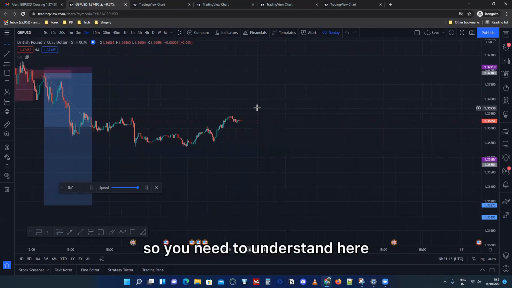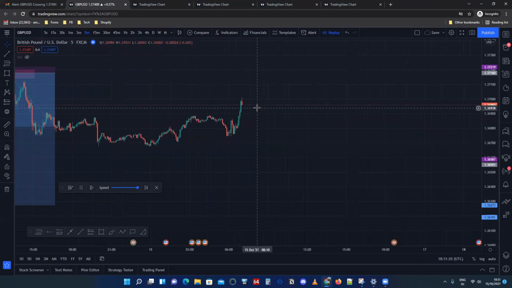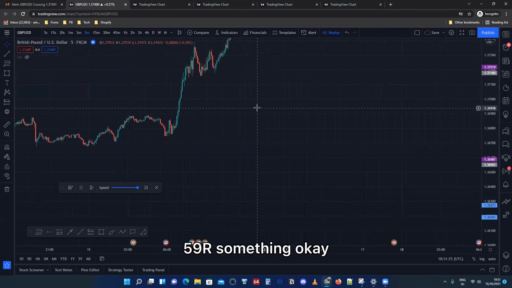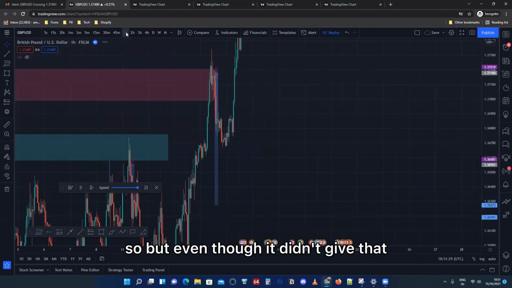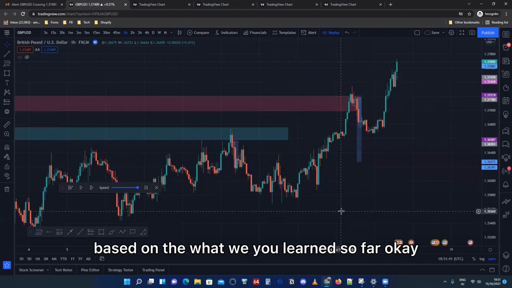You need to understand here that not every trade will give you 150 or something. Even though it didn't give the big move, you can still capitalize from the move that you got, based on what you have learned so far.